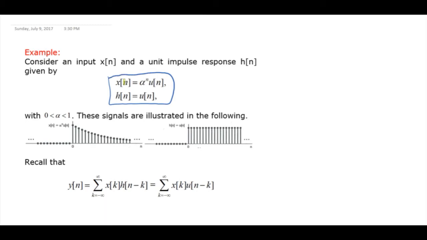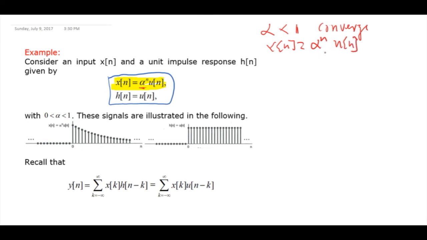x of n, as we can see, is equal to alpha^n u[n]. It is very important that we make sure alpha is less than 1 in order to converge. So what does it mean to converge? Because what you can see is that the function x[n] is alpha^n u[n].